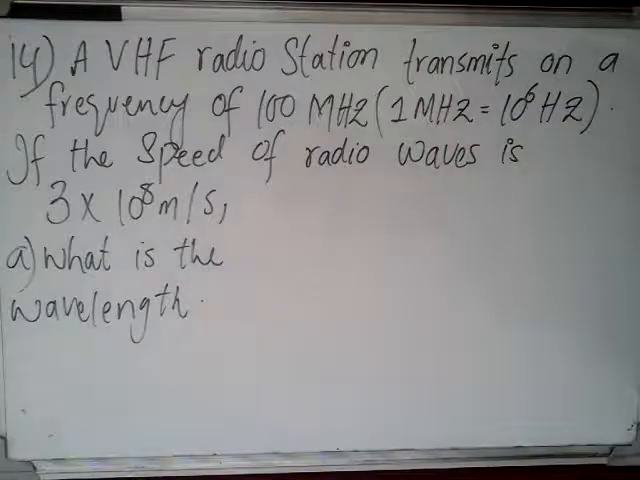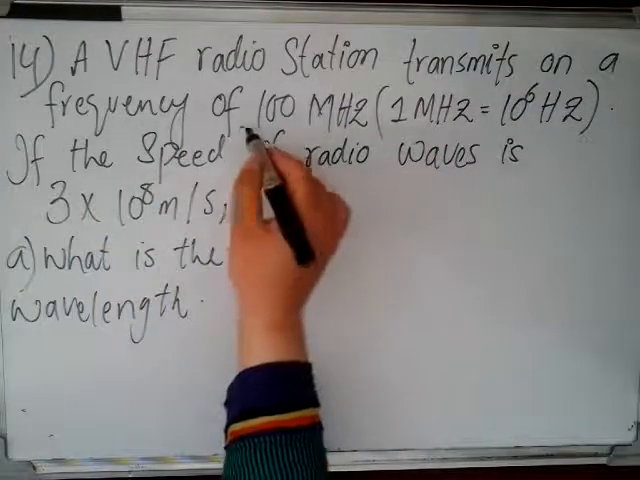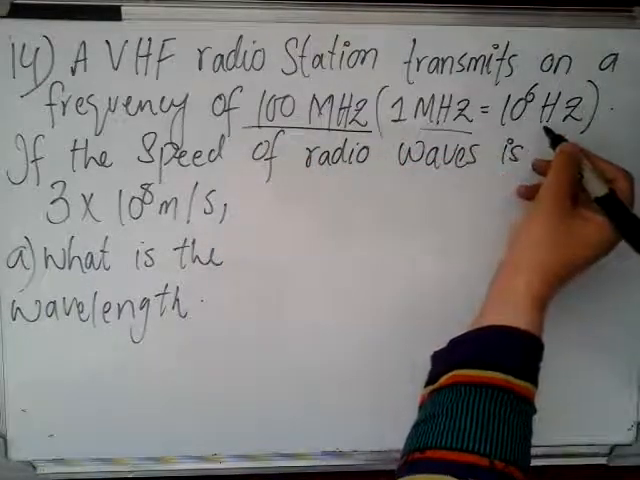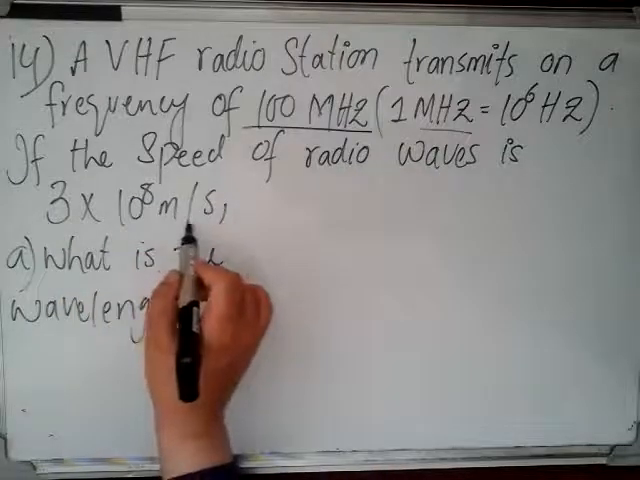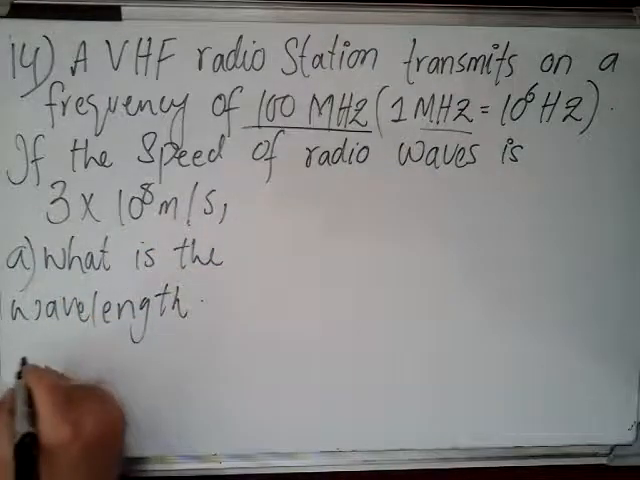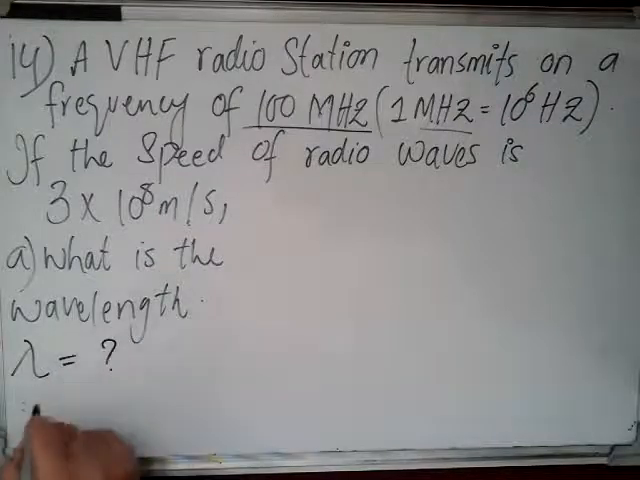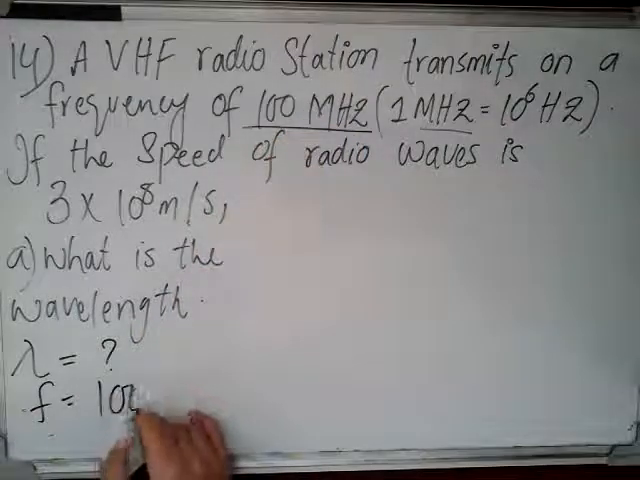Here is another question, the last question. A radio station transmits on a frequency of 100 megahertz, and 1 megahertz is equal to 10 raised to power 6 hertz. The speed of radio waves is 3 into 10 raised to power 8 meter per second. So what is the wavelength? Again you have to find the wavelength, and the frequency is given, that is 100 megahertz.